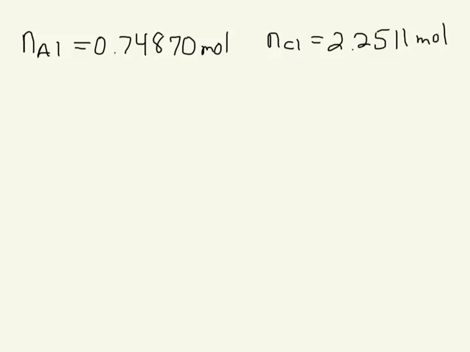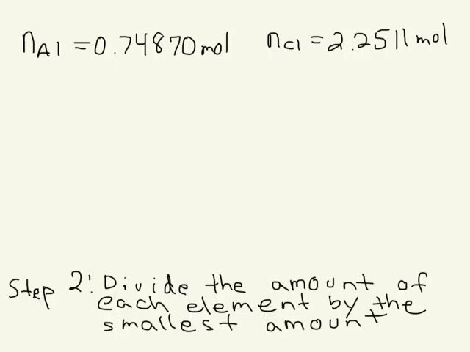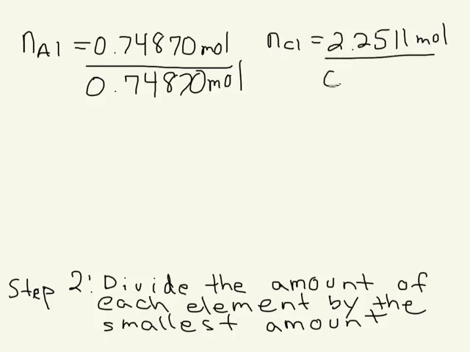Okay, so our next step is we're going to look at these 2 moles and figure out which one is the smallest number. Our moles of aluminum is the smallest number. So what we're going to do is divide each of these amounts by the smallest mole amount. Okay, so that's our step 2. We're going to divide the amount of each element by the smallest amount. Remember, amount is moles. So we're going to divide by 0.74870 moles. And we're going to divide each one, or however many elements are involved in that compound, by the smallest amount. Okay, get your calculators out and solve them.